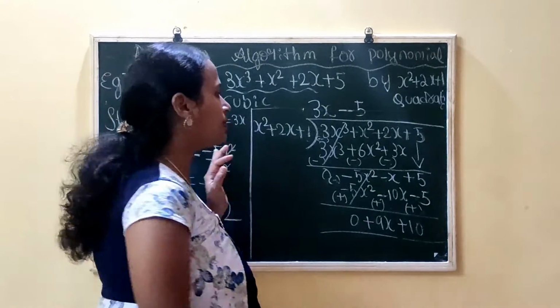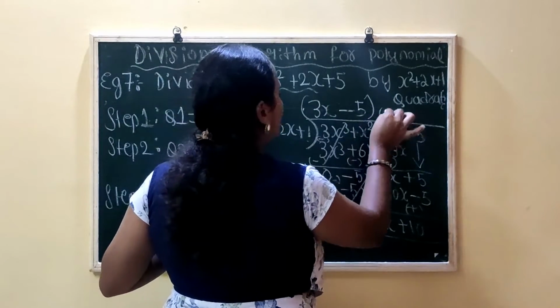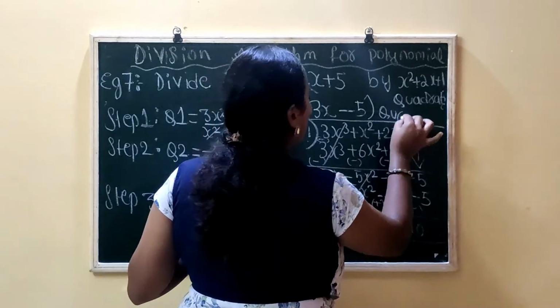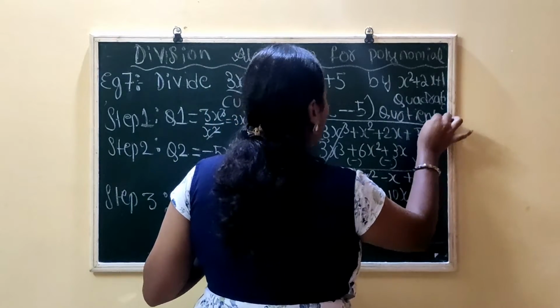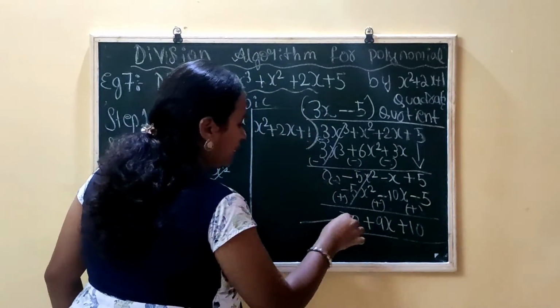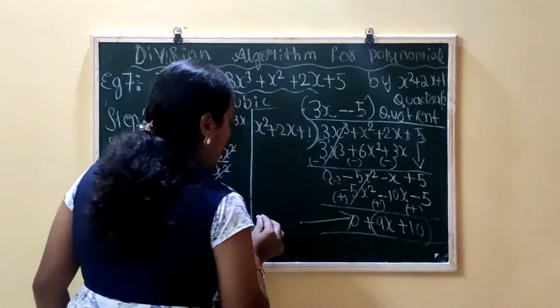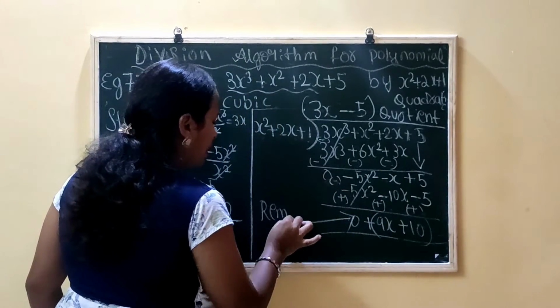So what is the final answer? The quotient is 3x minus 5, and the remainder is nothing but 9x plus 10. 9x plus 10 is the remainder.